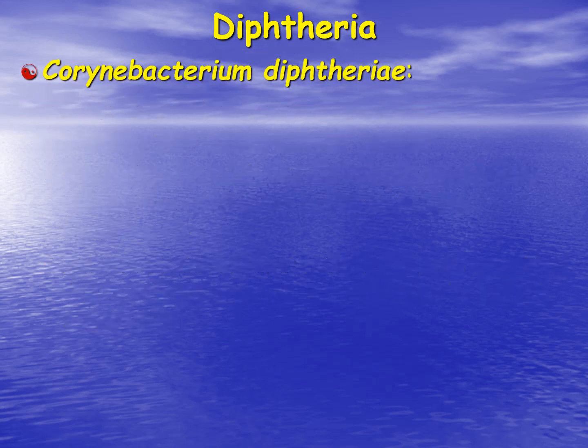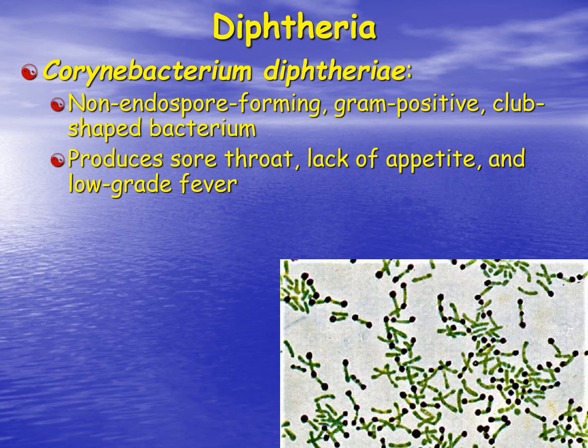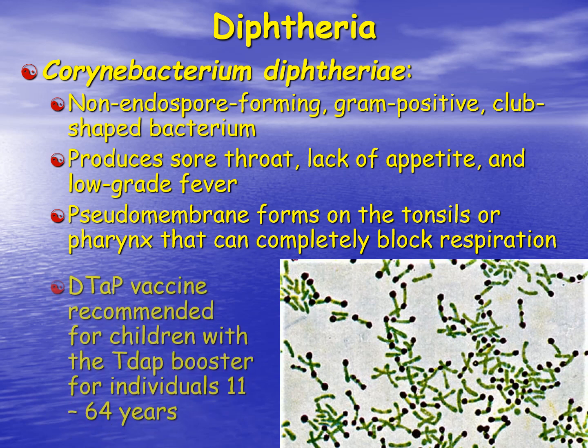And the causative agent of diphtheria is Corynebacterium diphtheriae. This is a non-endospore-forming, gram-positive, club-shaped bacterium. Those are not endospores. That's actually just part of the vegetative cell. This produces sore throat, lack of appetite, and typically a low-grade fever. One of the classic clinical signs of diphtheria is the formation of what's called the pseudomembrane. And this forms on the surface of the tonsil or pharynx and can actually completely block respiration.